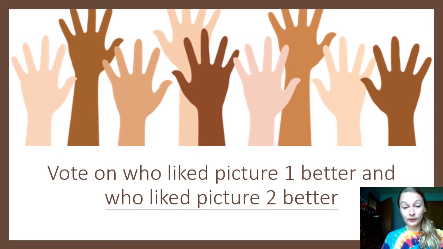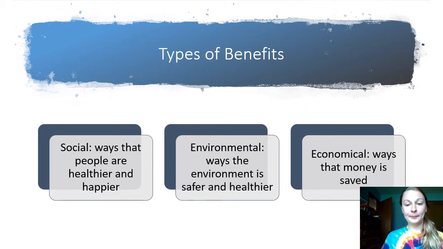So we could vote on who liked the first picture without trees better than the second picture, and then who liked the second picture with as many trees as they wanted better than that first picture. And then we can go in and analyze a little bit. We can talk about the types of benefits that trees provide.